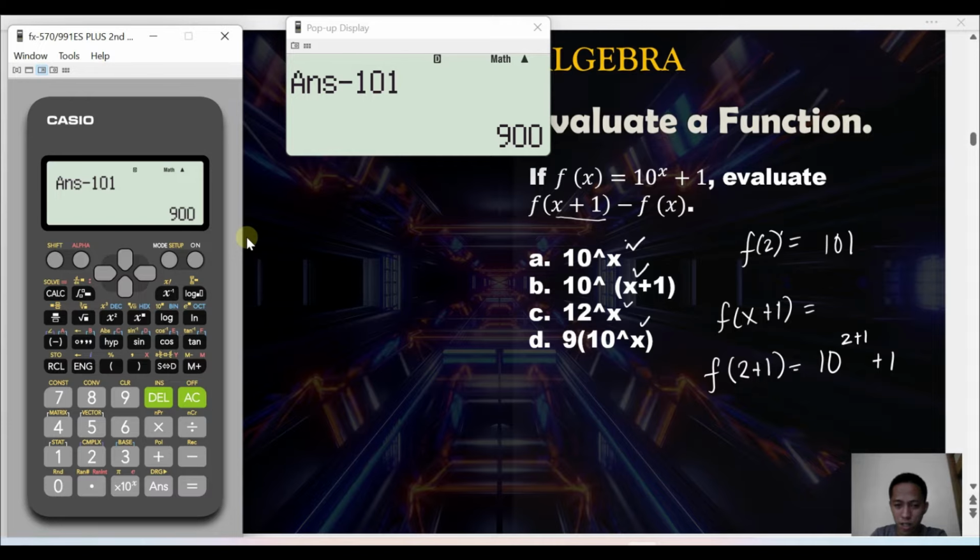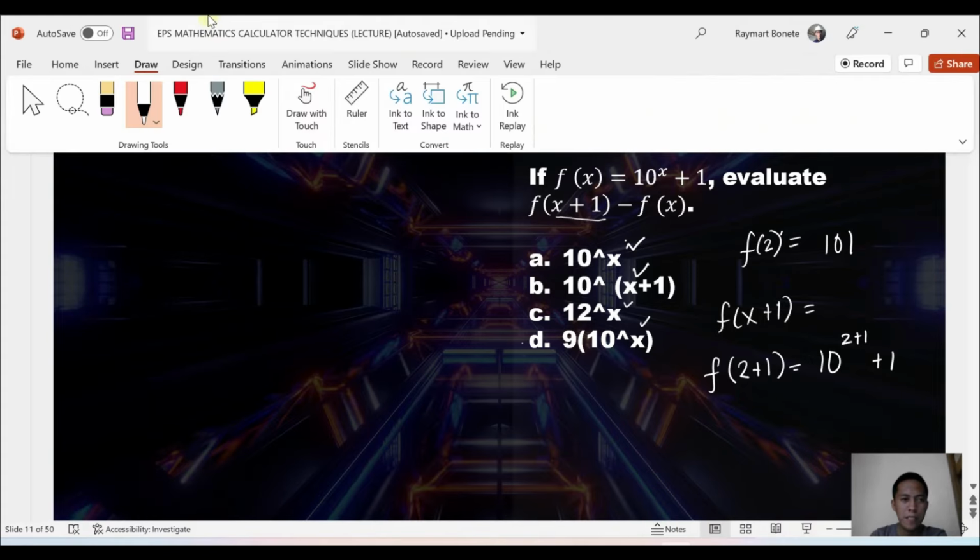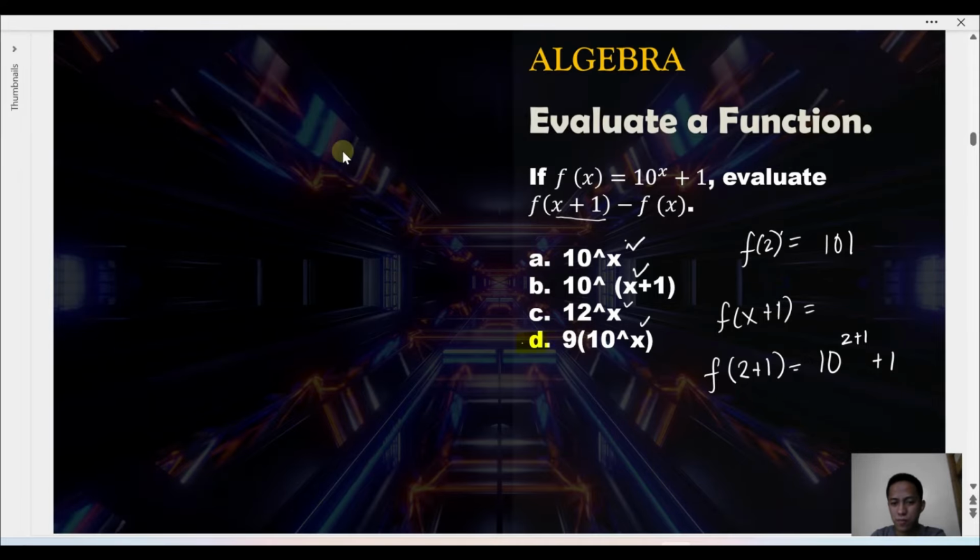So let's try letter D. So obvious na meron siyang 9. So let's try this letter D. So that is 9 times, okay? 9 times 10 raised to x. So alpha x. So that is, so CALC again, then 2 yung value. So it will give you 900. So meaning, letter D satisfies the condition. So that is our final answer.